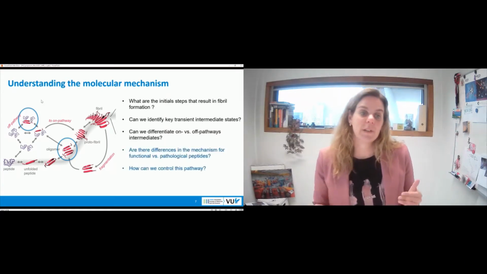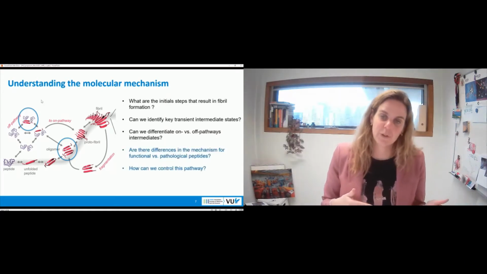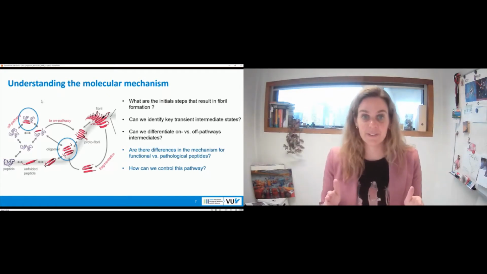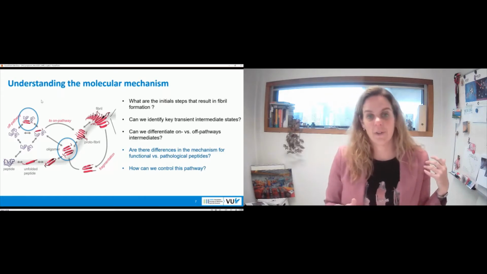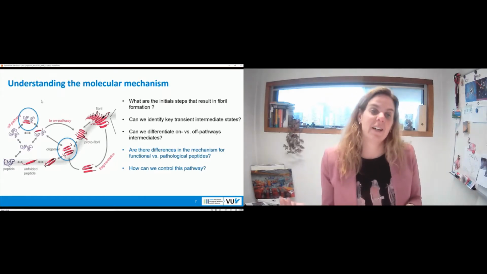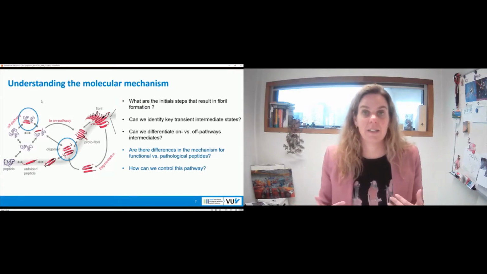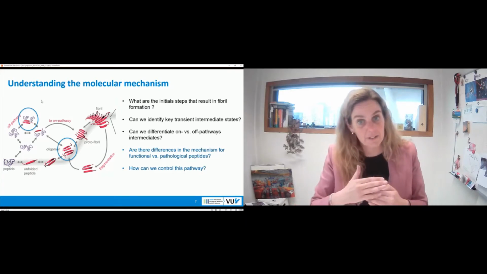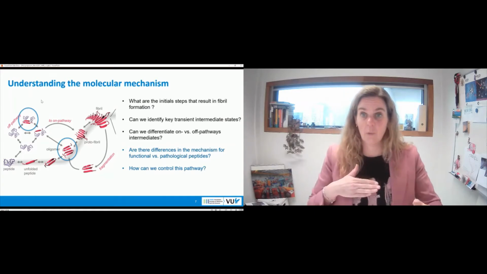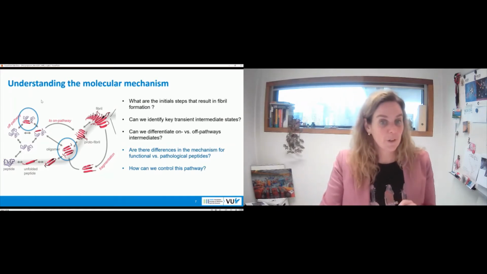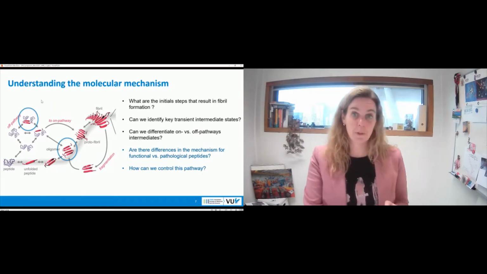And then, of course, we compare this to functional aggregation, like one of the examples I showed before. So how is it different? Why is aggregation of one protein toxic and the other one actually useful? For example, hormones are found to be stored as fibrils as well in our body. So why is it on one hand okay and on the other hand not? And of course, most importantly, can we control this process?